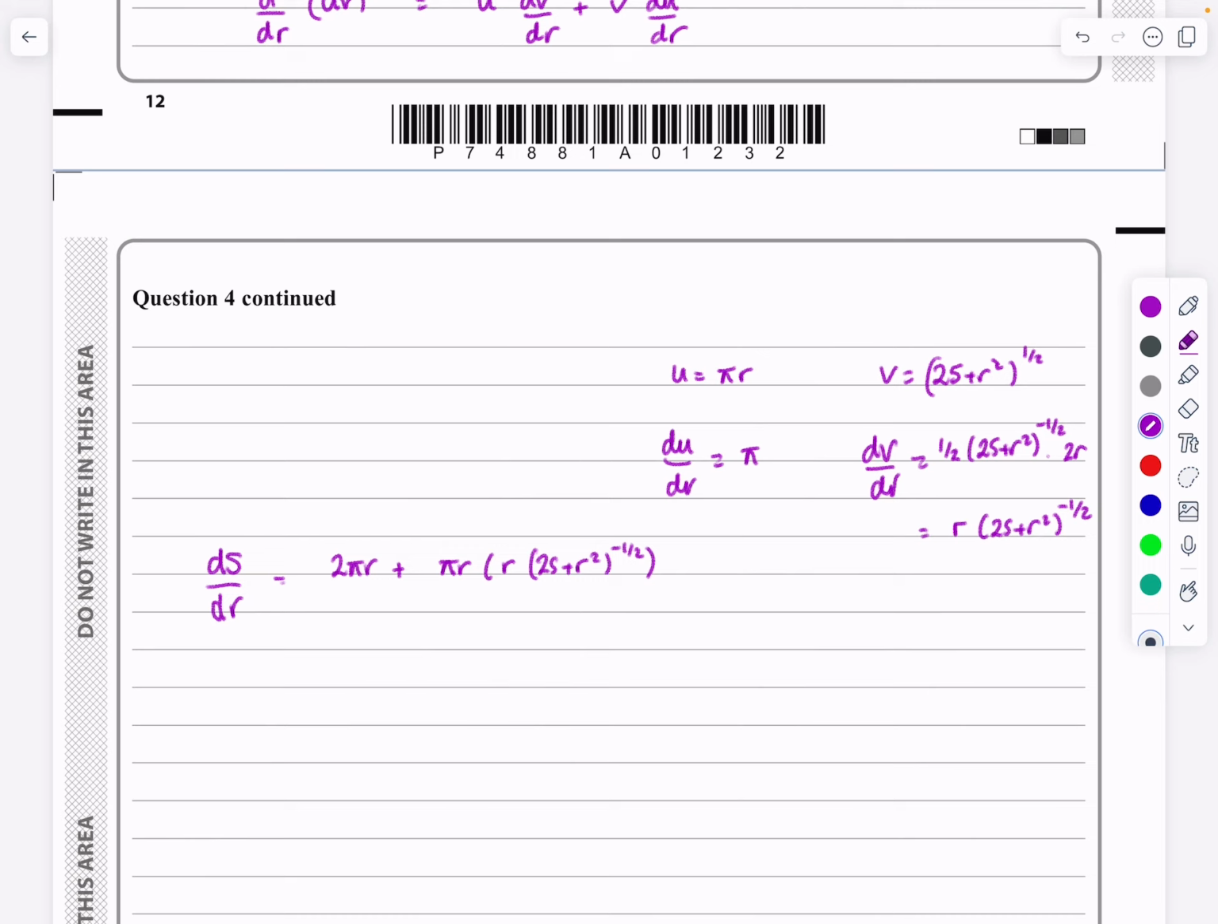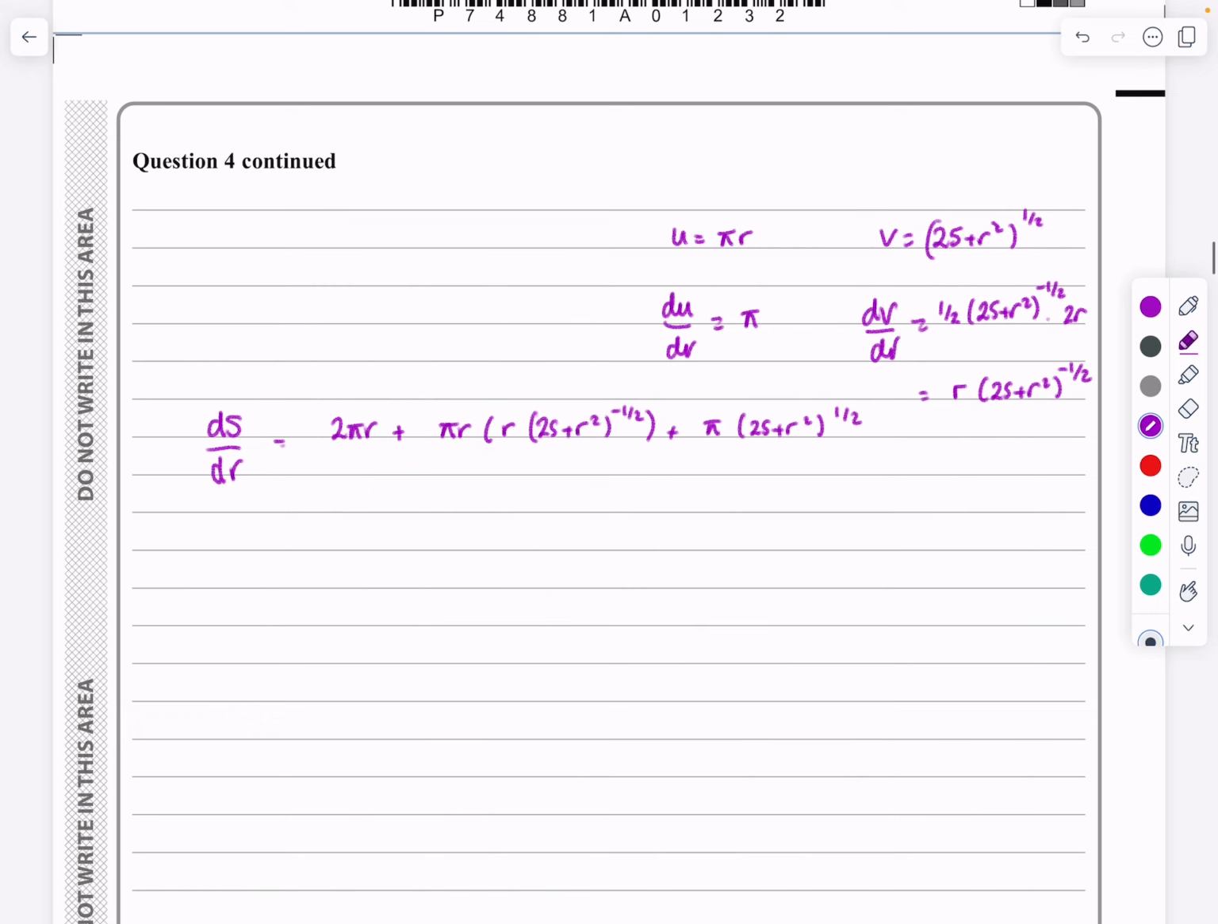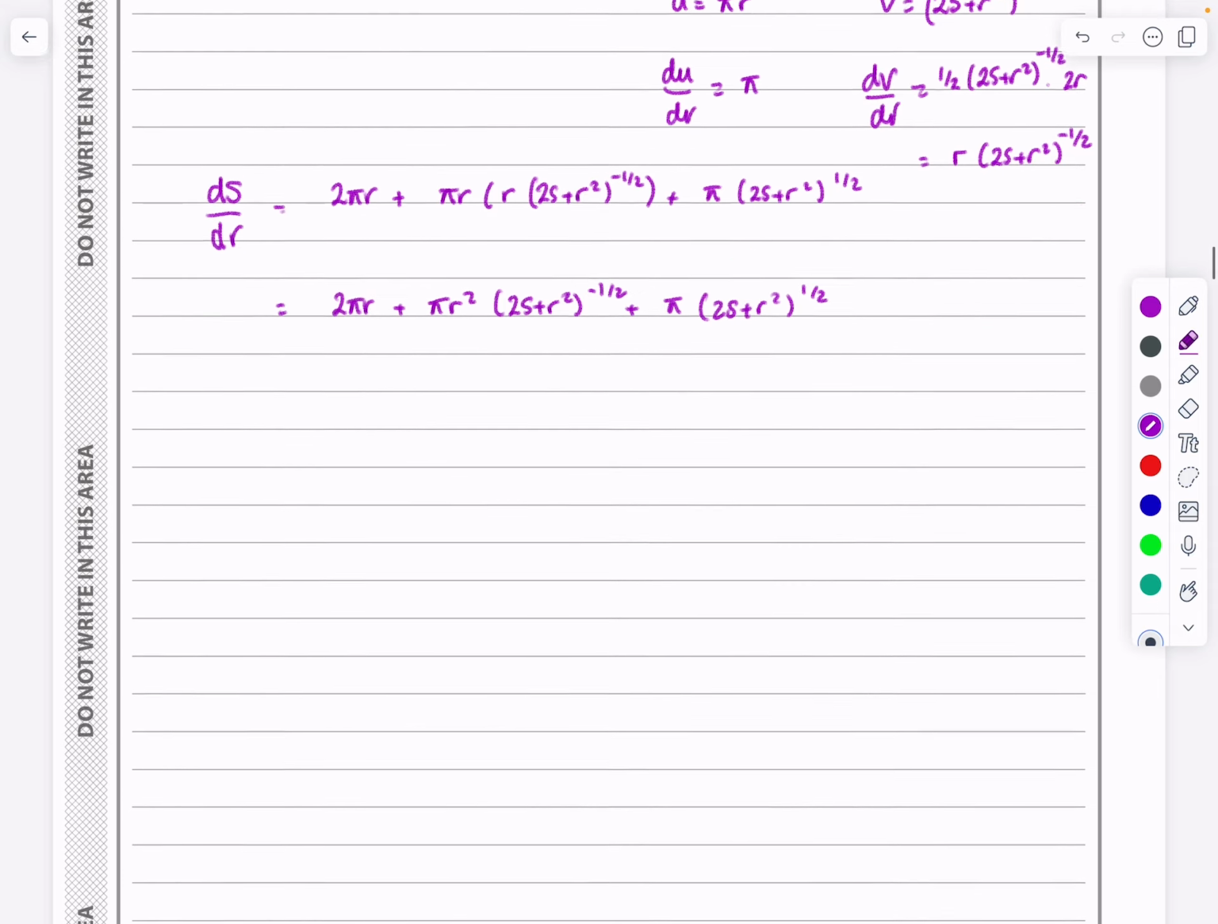That's u dv, plus v du is going to be pi times 25 plus r squared to the half. So when we're doing that, we can tidy it up a little bit if you want to. I'm going to call that 2 pi r. I'm just going to call this bit pi r squared times 25 plus r squared to the minus a half, plus pi times 25 plus r squared to the half there. And then you can take pi out, you can do all sorts of things here. But really all I've got to do is substitute in. So I'm going to leave that like that.